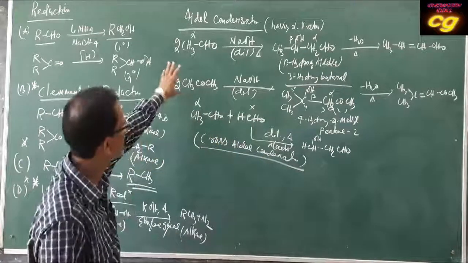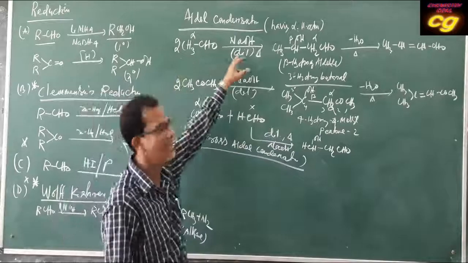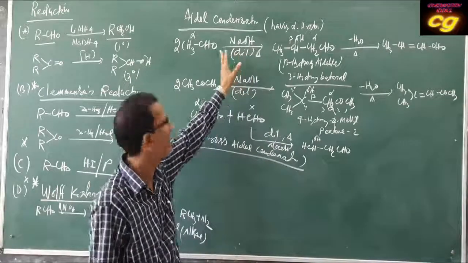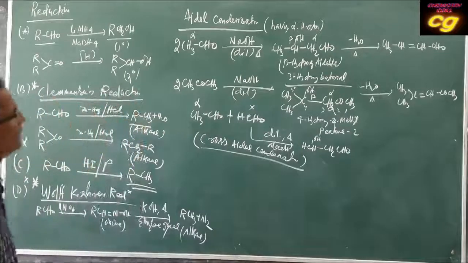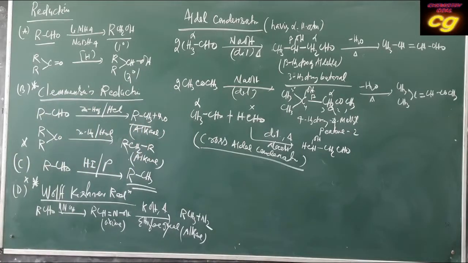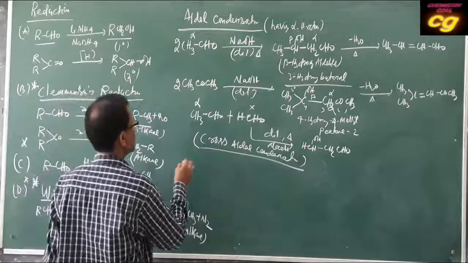And mainly this reaction takes place in the presence of dilute NaOH, that is, below 50% NaOH solution. That's why it is called aldol condensation. Then the last reaction, a very important reaction, is the Cannizzaro reaction.